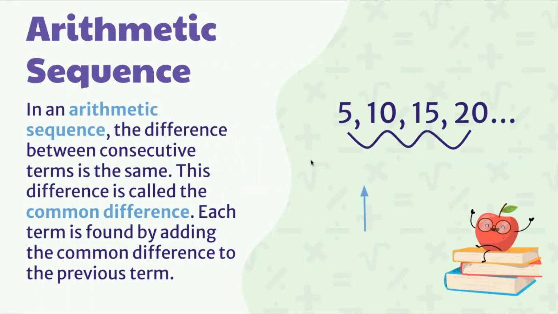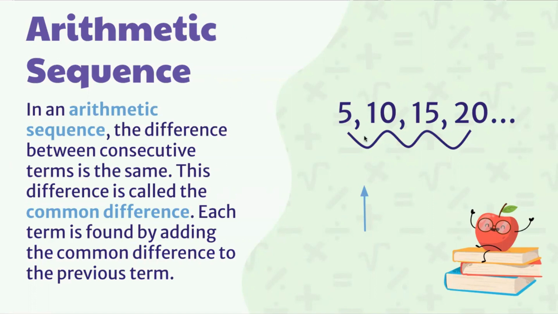Now, what we were doing in the previous slide was just introducing sequences in general, but an arithmetic sequence is a specific kind of sequence where the difference between consecutive terms is the same. This difference is going to be called your common difference, and each term is found by adding the common difference to the previous term.